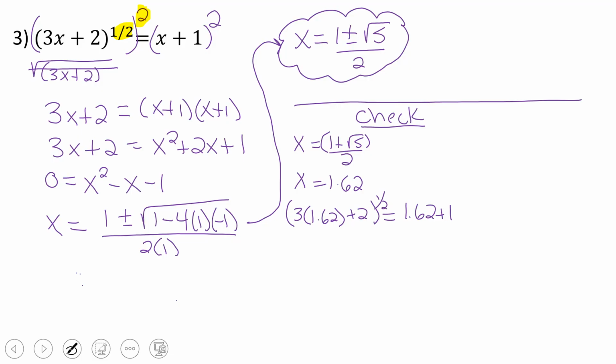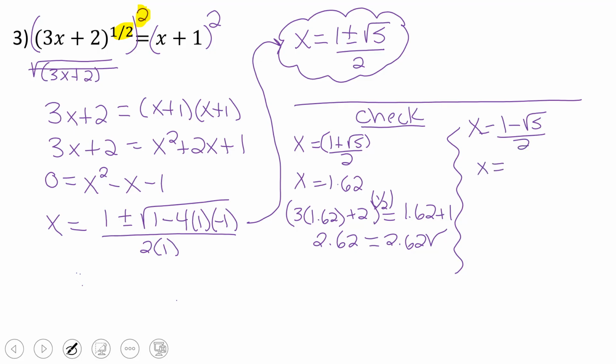And again, use a calculator, right? Follow your order of operations, or if you type it in exactly as you see on the screen, if you're going to keep your exponent a fraction, though, you're going to want your exponent in parentheses as well. And if you do that correctly, the left-hand side is 2.62 and the right-hand side is 2.62, so we know that that one's good to go. Now let's check our second answer. If I do x equals 1 minus the square root of 5 over 2, its decimal form is a negative 0.62. So let's plug that in.